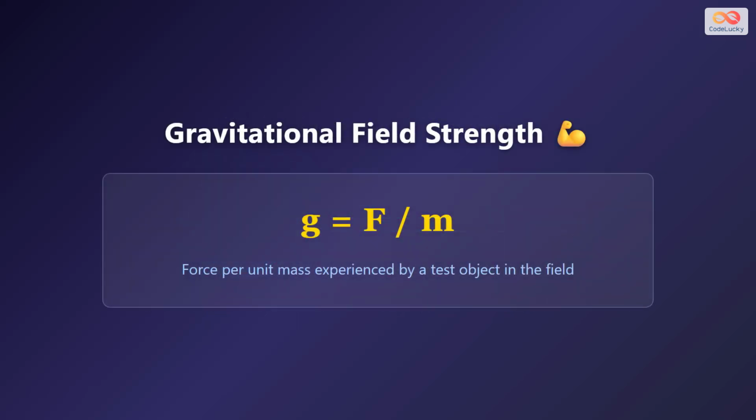Now let's talk about gravitational field strength, which we represent with the symbol g. Field strength tells us how strong the gravitational force is at a particular location. It's defined mathematically as g equals F divided by m, where F is the gravitational force and m is the mass of the object experiencing that force. In simpler terms, gravitational field strength is the force per unit mass. This means it tells us how much force would act on each kilogram of mass at that point in the field.